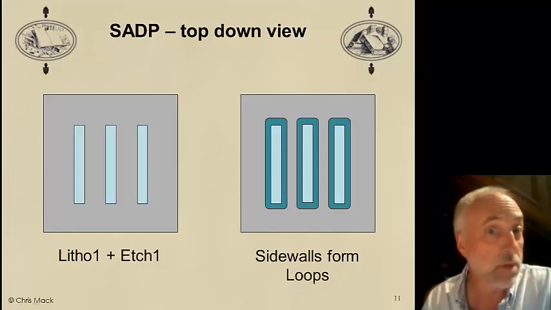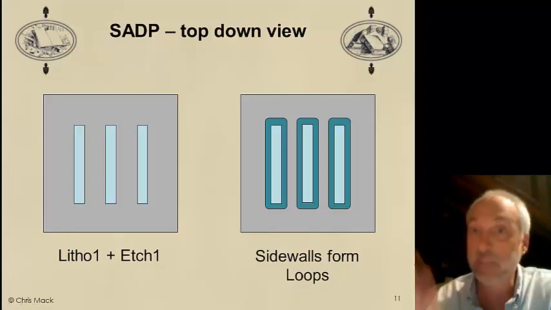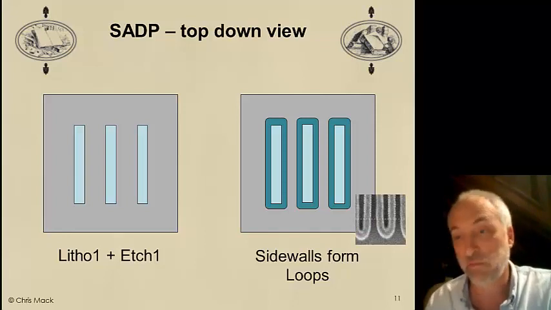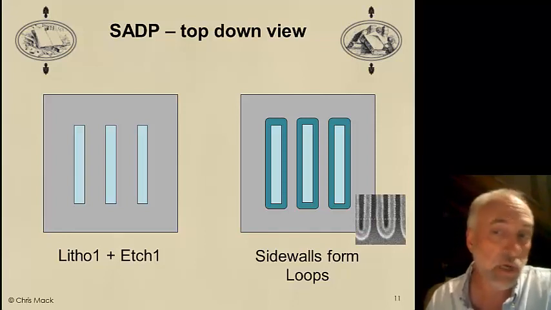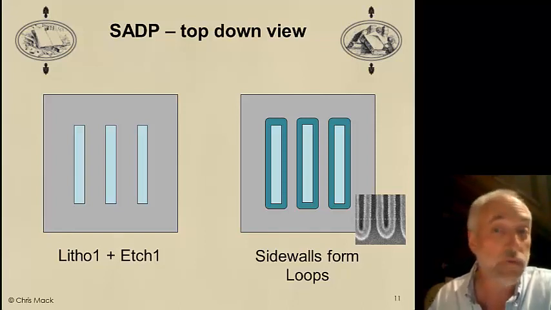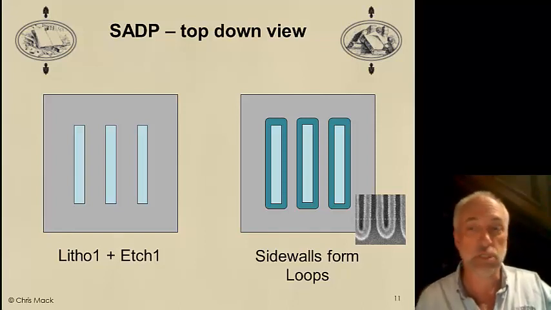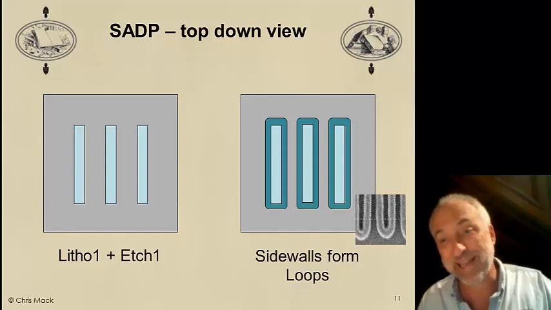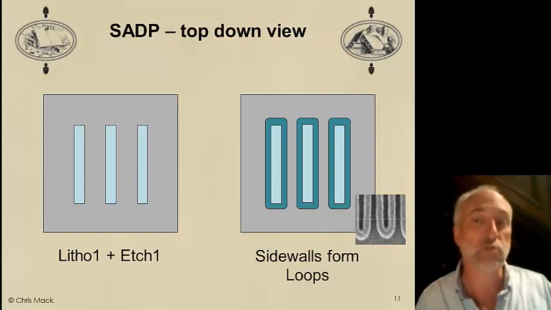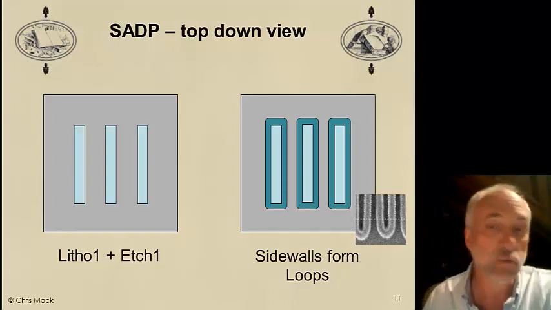Well, maybe I don't want to make loops. Maybe I want to make lines that come to an end. These loops will always form at the ends of each of the mandrels, which means if I want to create an arbitrary shape, I'm going to have to do a second lithography step and etch step simply to trim off the line ends where I don't want them.